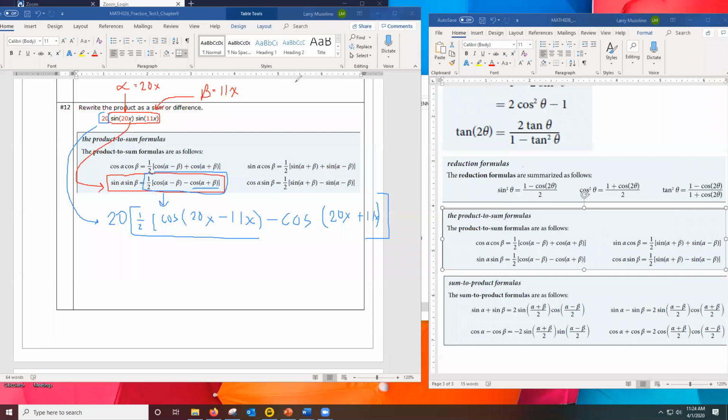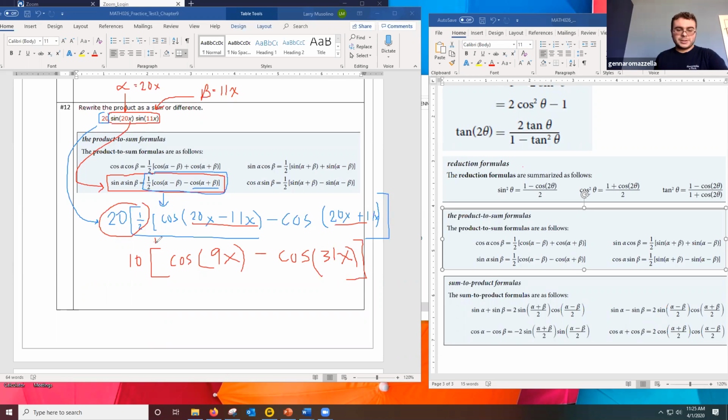In front here, notice I have a 20 times 1/2. So, of course, I can multiply that to get me a 10. And then inside the parentheses here, 20x minus 11x, that's just 9x. And in the back parenthesis, I have a 20x plus 11x. So that's 31x. And of course, be careful, you still need these brackets here.